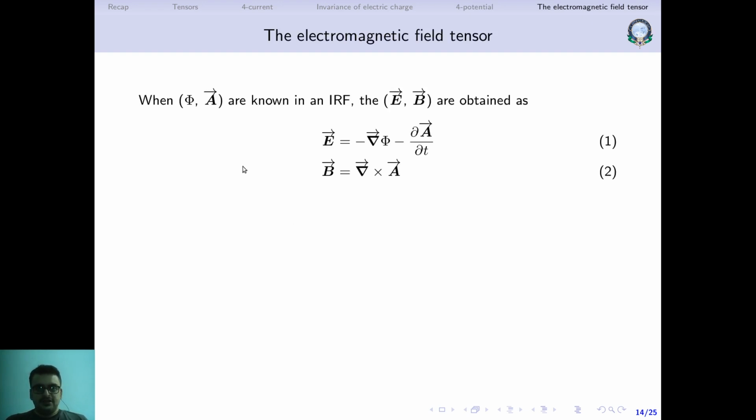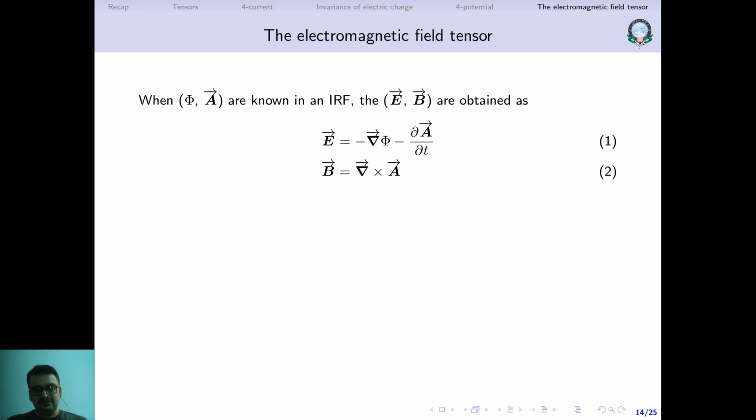So now coming to the electromagnetic field tensor. When the potentials are known in any inertial reference frame, the fields can be obtained like this. Like I said, I keep on repeating this quite often: the potentials are basically mathematical constructs. They are not real physical entities. The real physical entities are the electric and the magnetic fields.